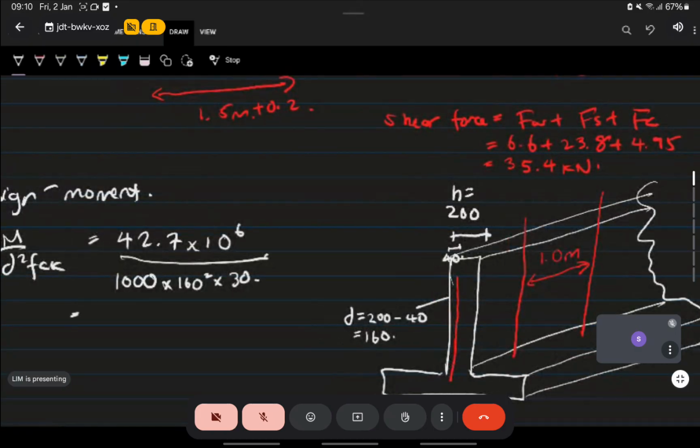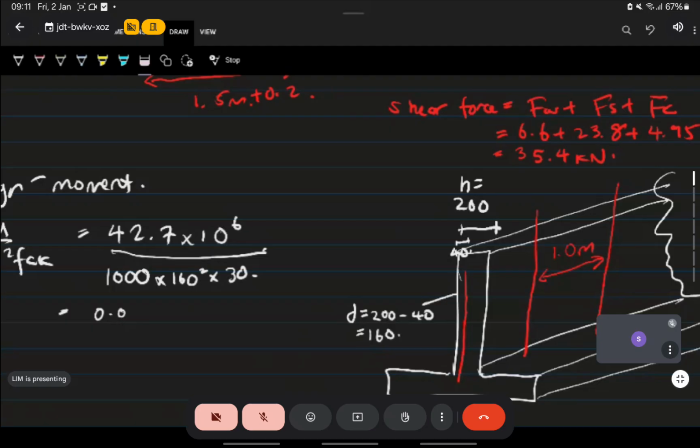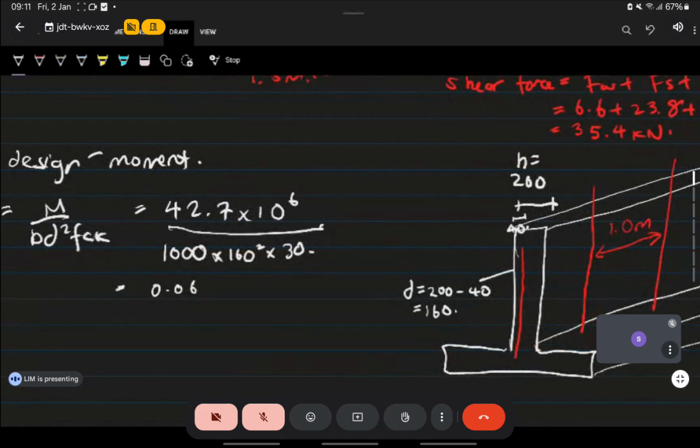So 42.7 divided by 1,000 divided by 160 squared divided by 30, the concrete grade. That gives 0.06, which is less than 0.167. Therefore, no compression reinforcement required.